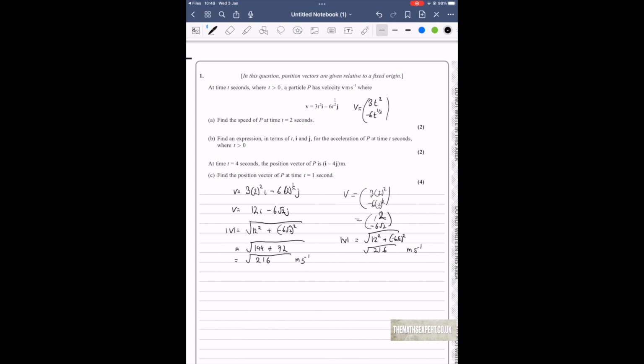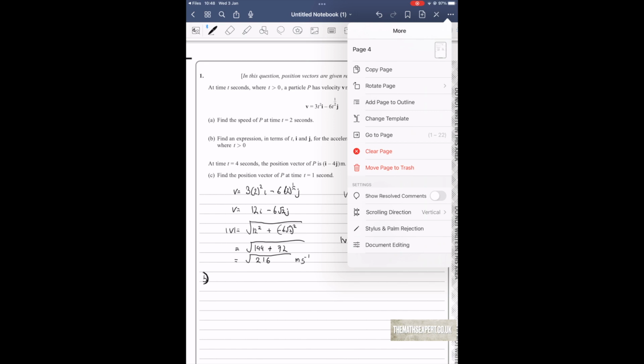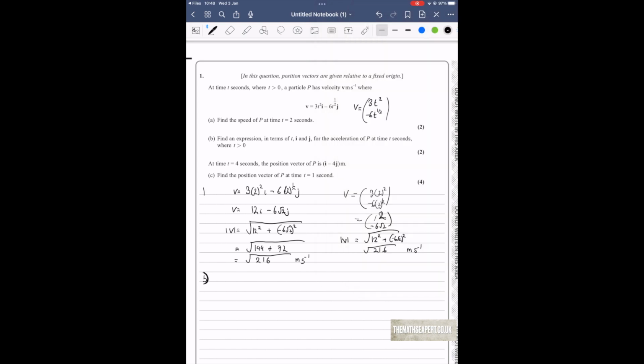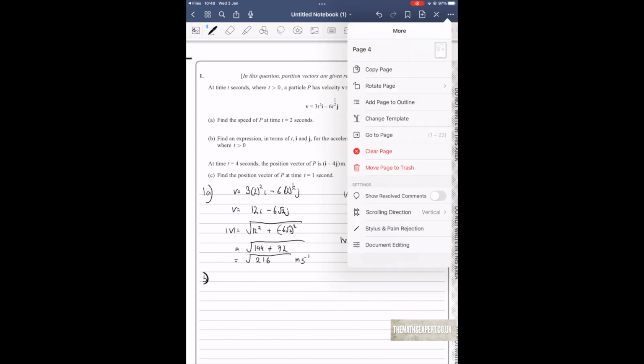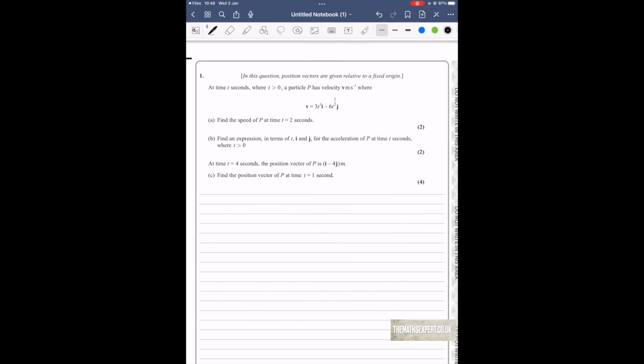Now, I'm going to clear my page, and we're going to do question 1B. Actually, give me a second, guys, let me just review it. Nope, I'm going to do questions B and C together. I'm going to clear the page. So that's question 1A, all done. Let me just label that 1A. That's it, all done. Okay, so now we're going to do question 1B.